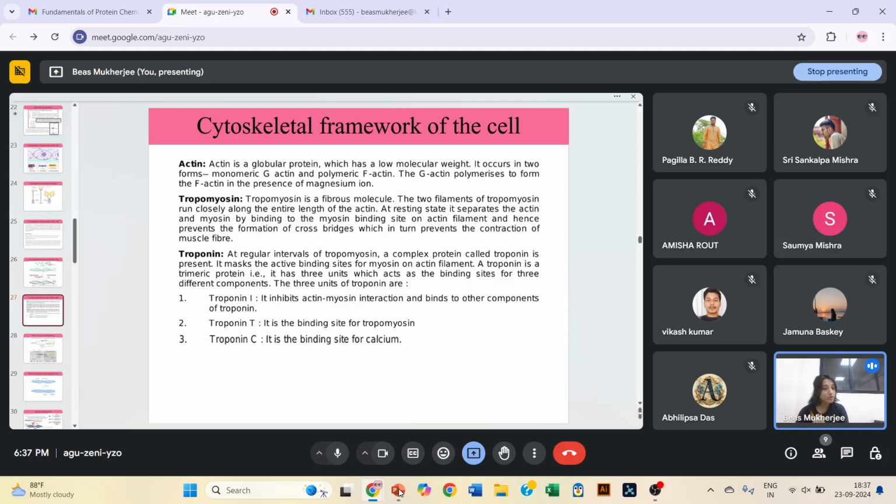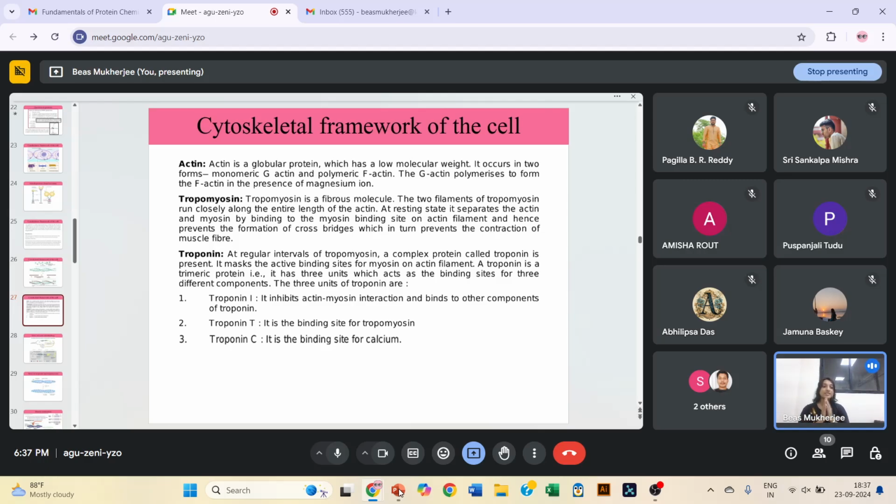So actin is a globular protein which has low molecular weight, and it occurs in 2 forms: monomeric G form, which is the globular actin, and polymeric F form, or the fibrous actin, and filamentous actin. So G actin polymerizes to form the F actin in the presence of magnesium ion, right?